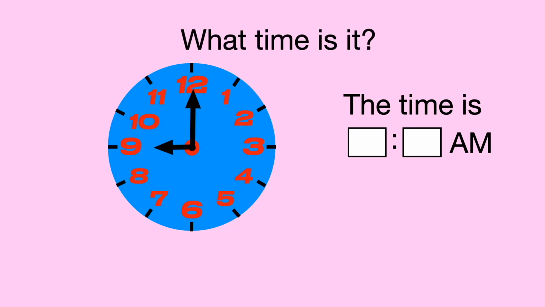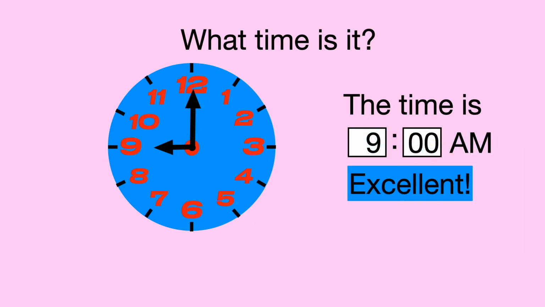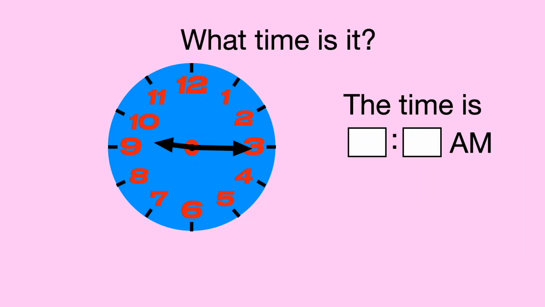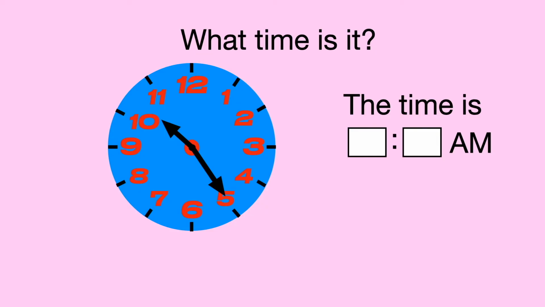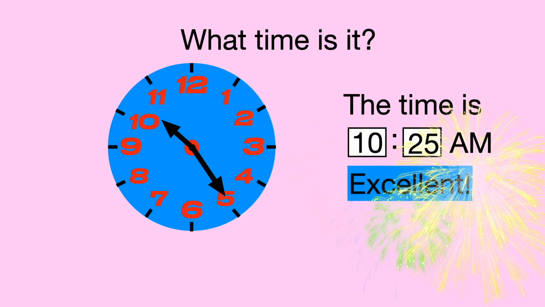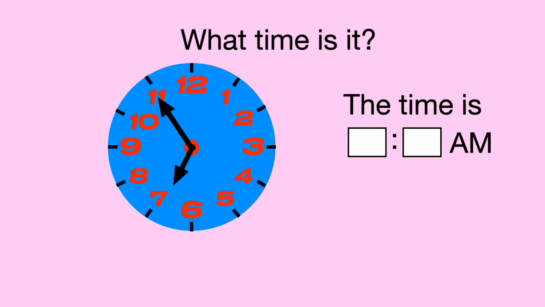What time is it? 9 o'clock, or 9 a.m. What time is it? 9:15 a.m. What time is it? 10:25 a.m. What time is it? 6:55 a.m.